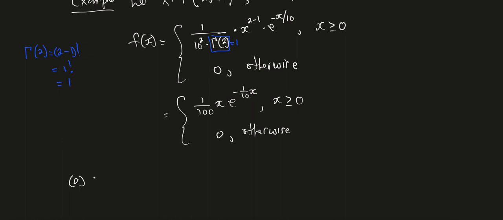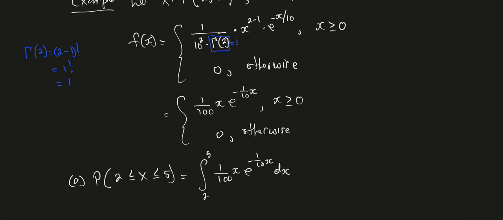Let's say we wanted to find the probability that this gamma random variable is between 2 and 5. Since there is no CDF, we're going to have to rely on integrating the PDF. So this is the integral from 2 to 5 of (1/100) x e to the negative 1/10 x dx. And because of this product right here, we have to use integration by parts.